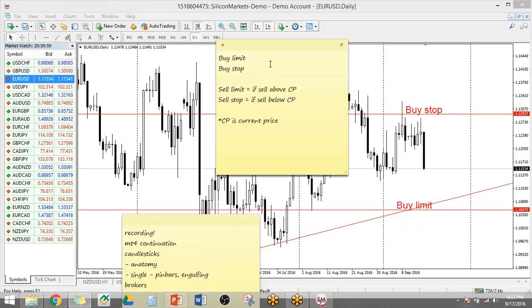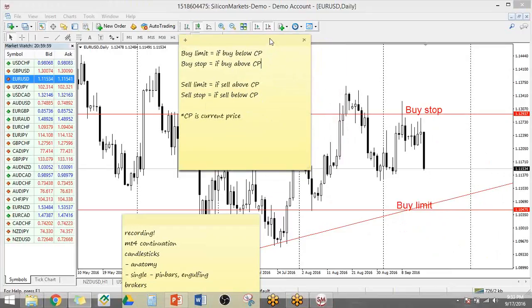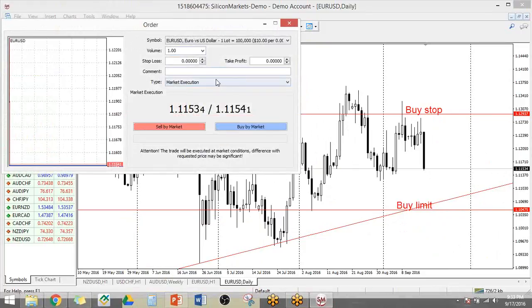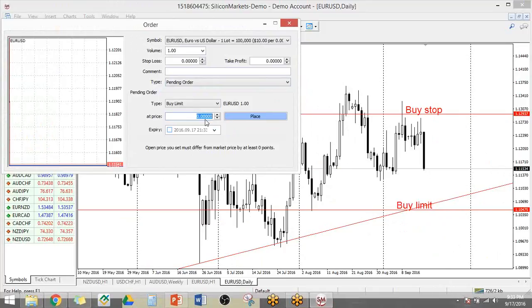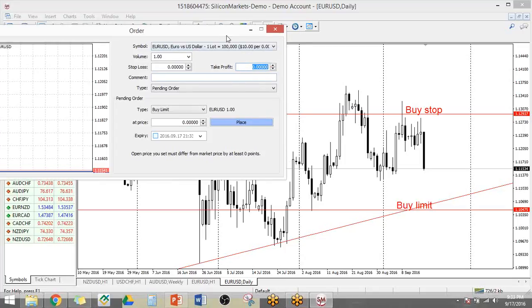So if we want to buy below the current price, what we use is buy limit, and if we want to buy above the current price, we use buy stop. Okay, so it works exactly the same way as sell limit, sell stop. Whenever you make a trade, you still key in your price over here, your stop loss over here, and your take profit over here. So everything applies the same way.